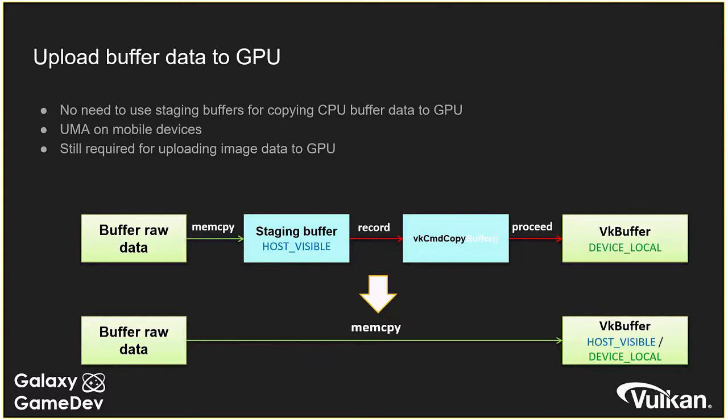It is worth mentioning though, this only applies to buffers, so for images you'll still need to have a staging step in order to get your texture data into an optimally tiled image.